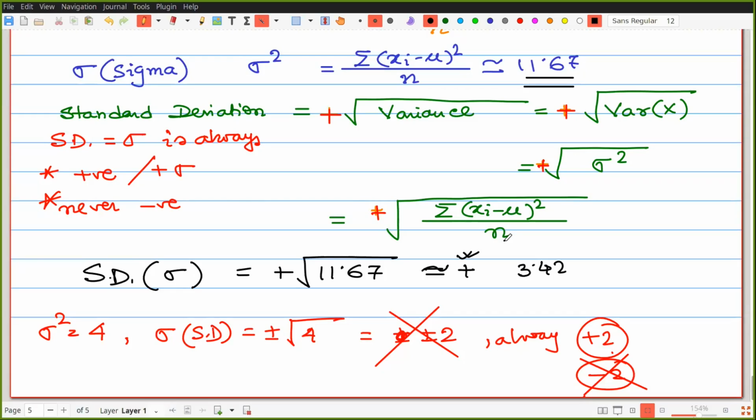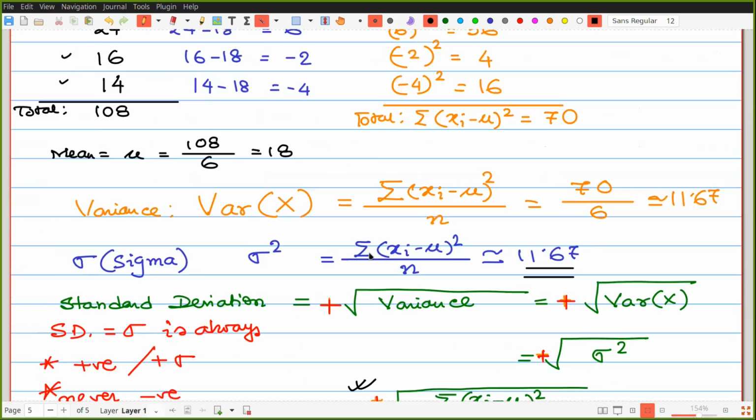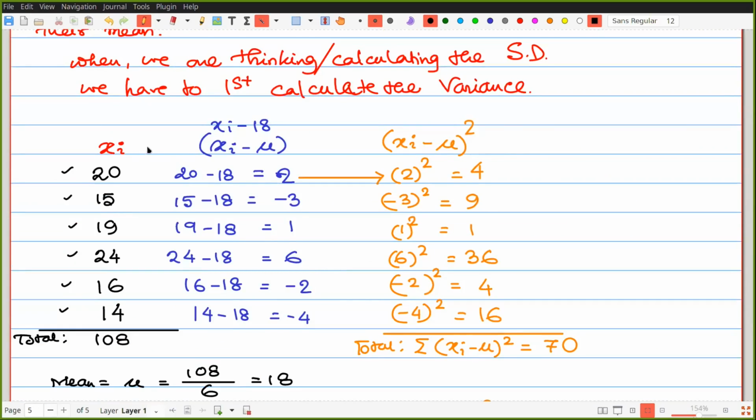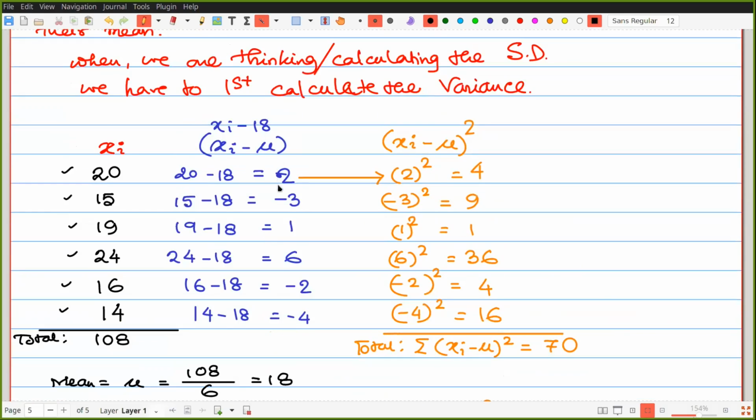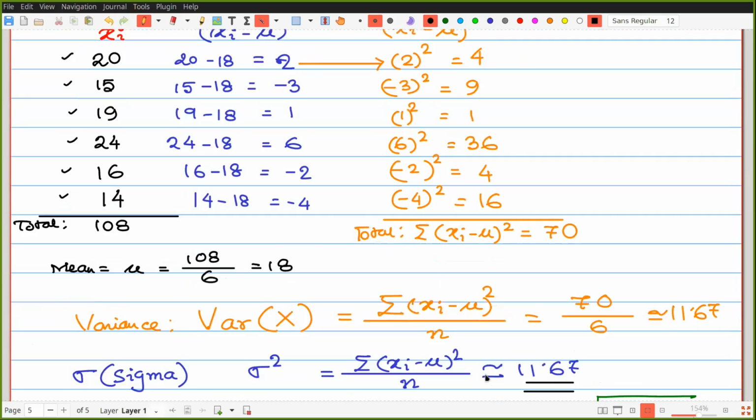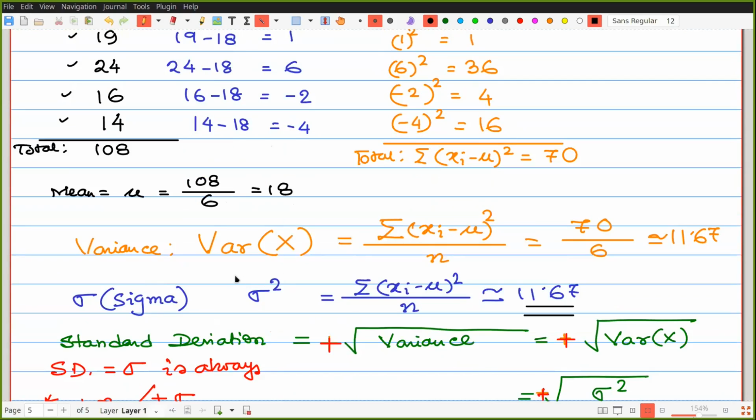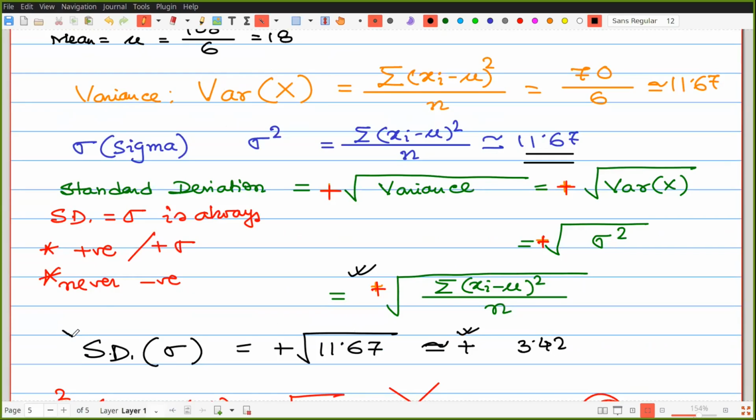That is symbolically. So here is another way to find the standard deviation. Whatever the problem has been given, first find out the mean, mu. Then find the individual deviations xi minus mu from the mean, then their squares, then the addition, and after the addition we find the variance. Then we find the square root, but always positive, of that particular variance. Then that is our standard deviation.